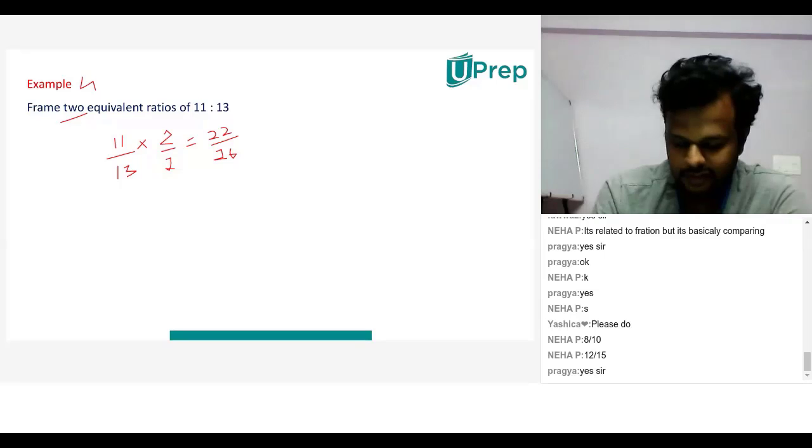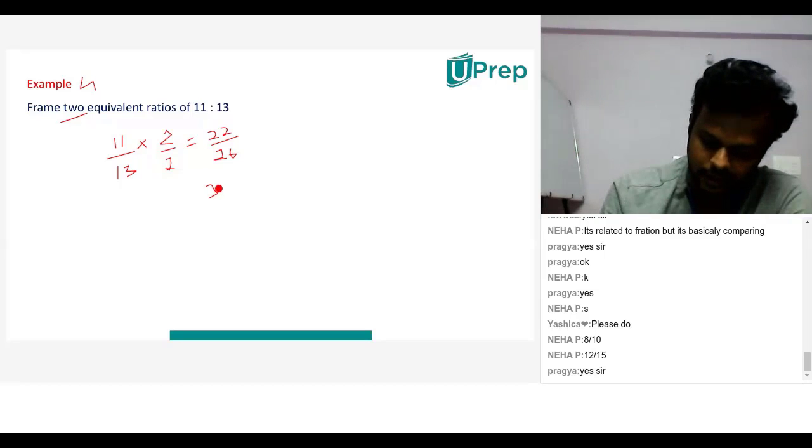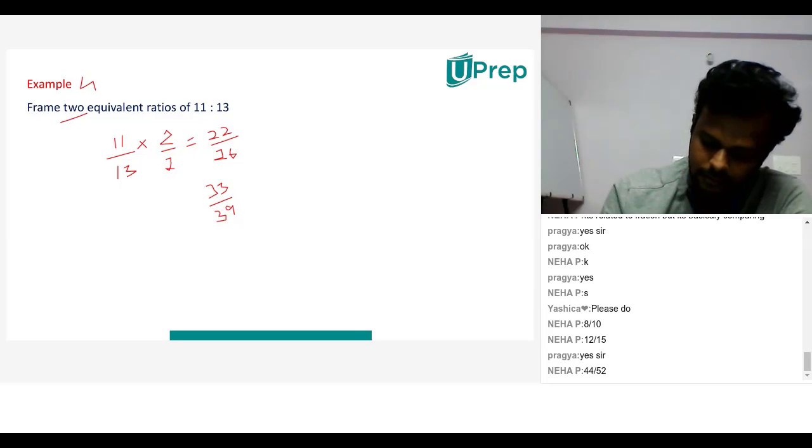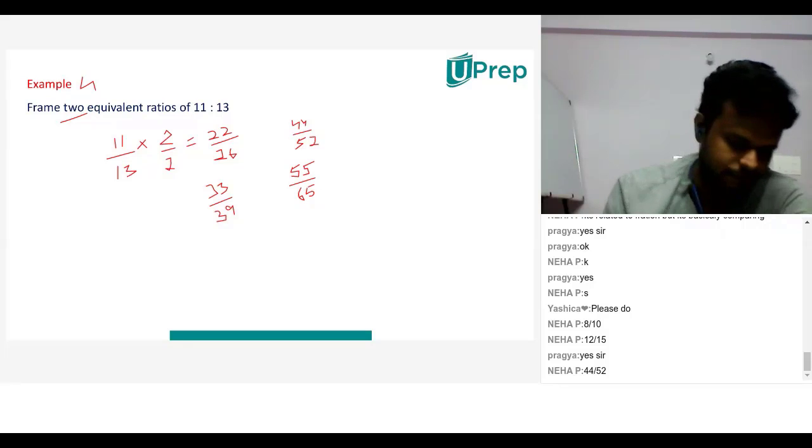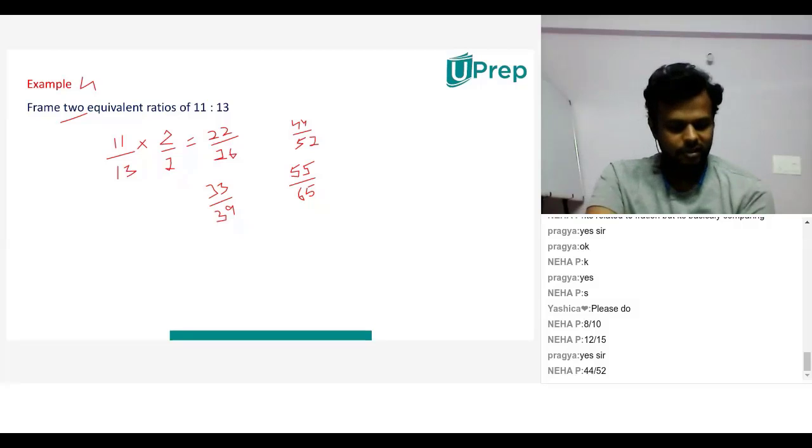Similarly, you can multiply with 3. If you multiply with 3, you get 33 by 39. Okay. If you multiply with 4, you get 44 by 52. Very good. How about the other one? Sir, actually we are doing. So the second one, 5 is 55 upon 65. Very good. 55 upon 65. Very good. That's it. So these are the 4 ratios, children.